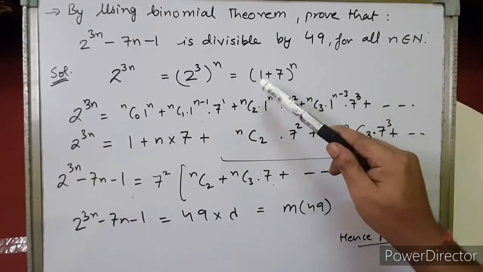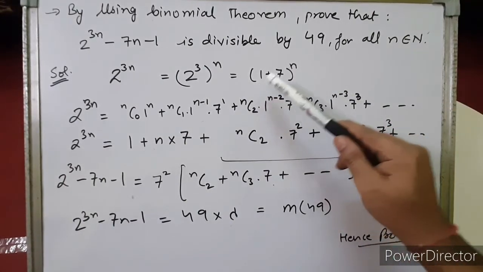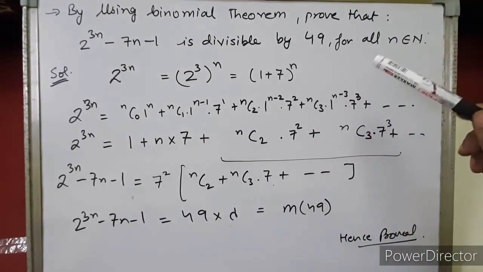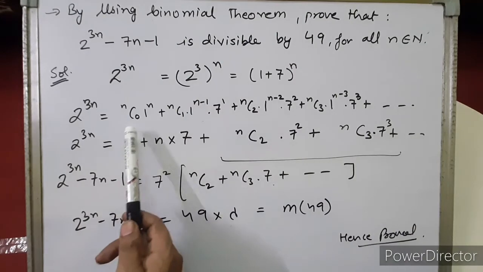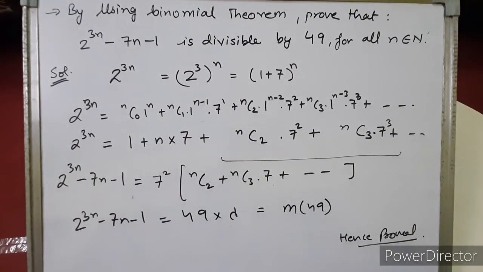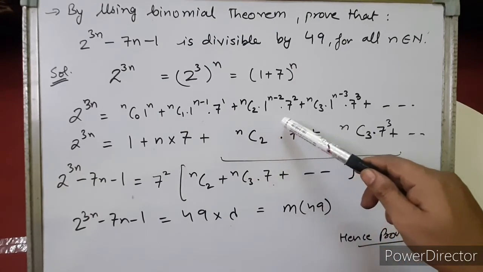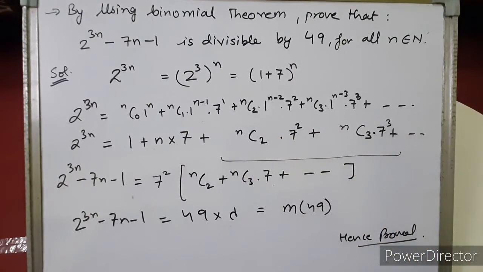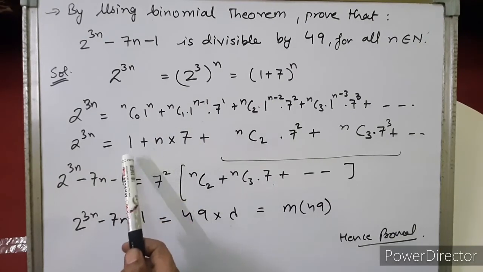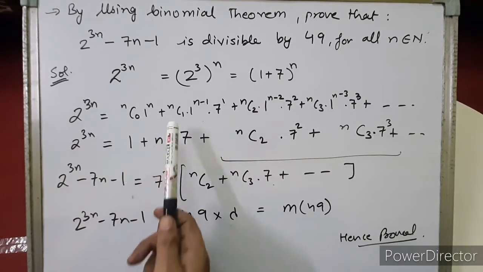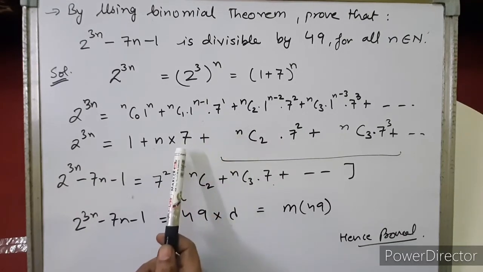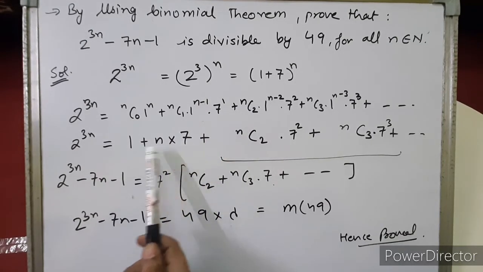So if we take a as 1 and b as 7 to expand this binomial expression, then what we'll get is nC0 1^n + nC1 1^(n−1) 7^1 + nC2 1^(n−2) 7² and so on, right? Now we know that the value of nC0 is 1, 1^n is again 1, so 1 into 1 is 1. nC1 is n, 1^(n−1) is 1, so it will become 7n.